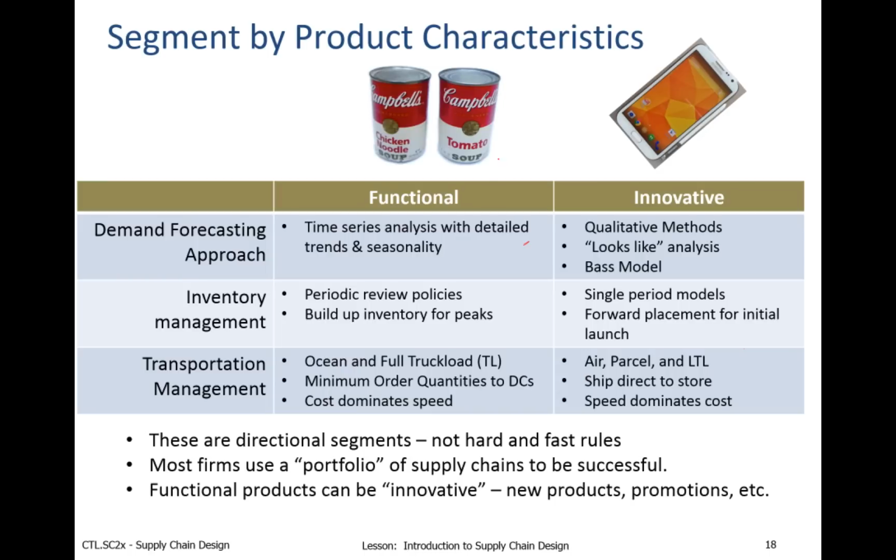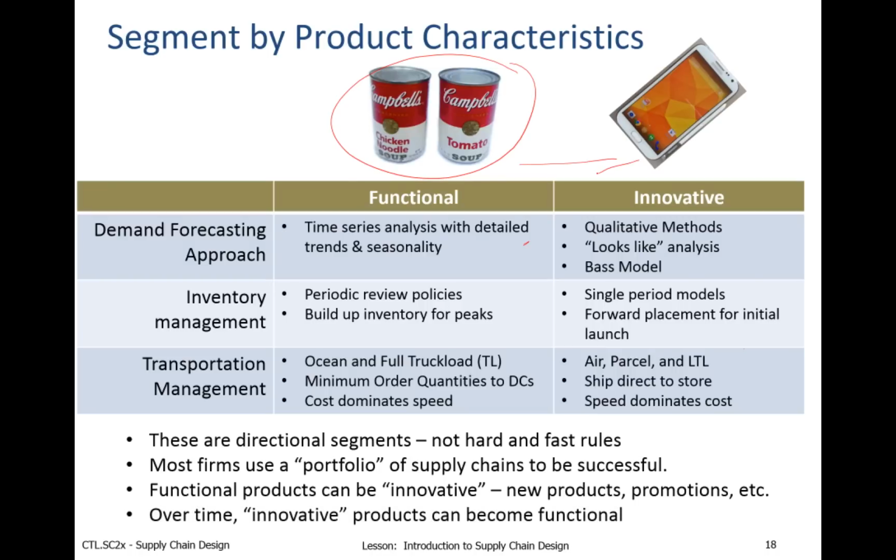So you look at soup, and the can of soup looks pretty traditional, hasn't changed for about 100 years, but they also have other things that come out like soup in a bag, soup for a microwave, different innovative products. So some of those products are more like these smartphones over here, the innovative ones. You don't know what the demand's going to look like. It's a short life cycle. You might not know how long you'll keep it. So some very functional looking products, especially if they're offered under new product promotions, will behave like an innovative product.